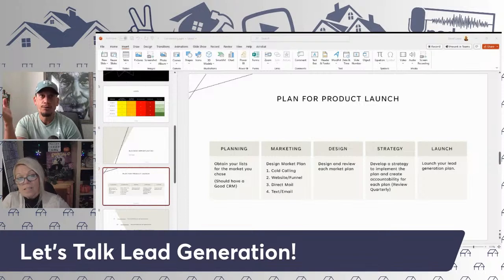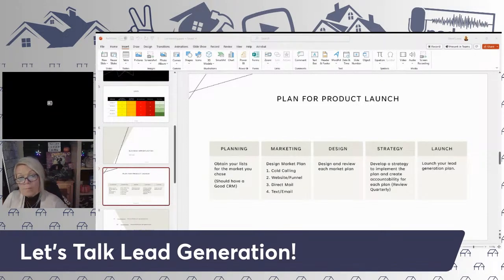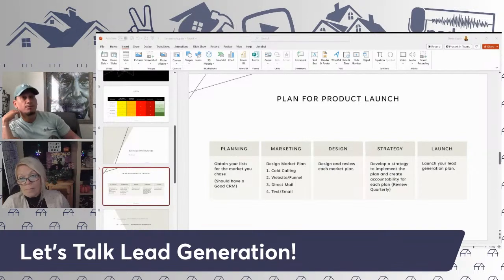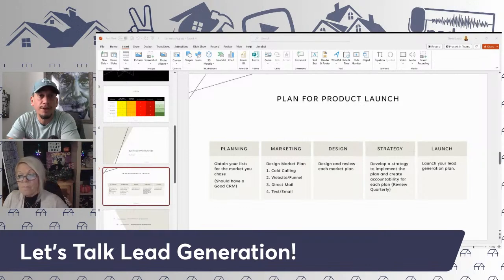And then you plan for what you're marketing. You plan the list stacking. You plan your marketing campaigns here. So you obtain your list for the market. You make sure you have a good CRM. You could do this on Excel. It'll take a lot longer, but you can do it on Excel, depending on how much time you really have. A CRM will make it much easier. And then you start your marketing.